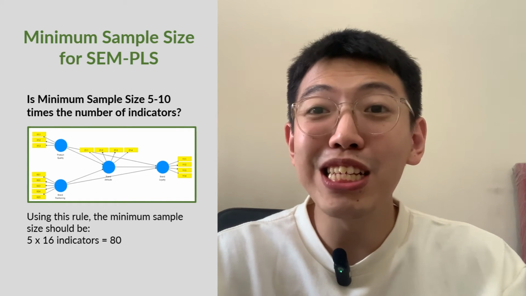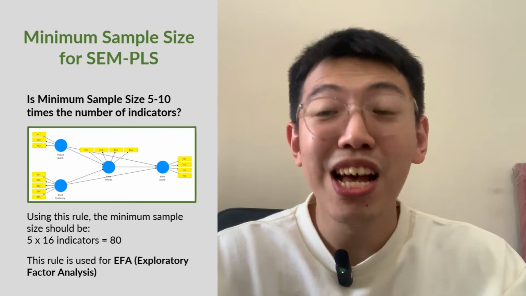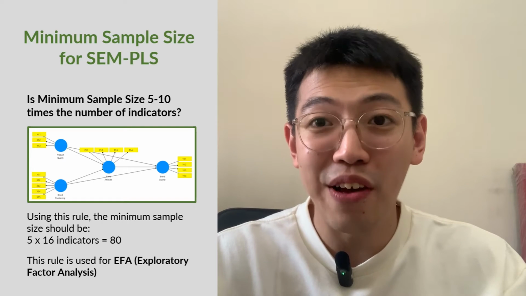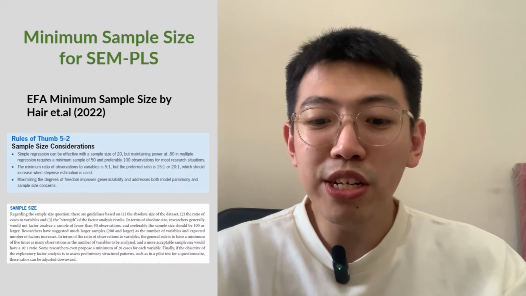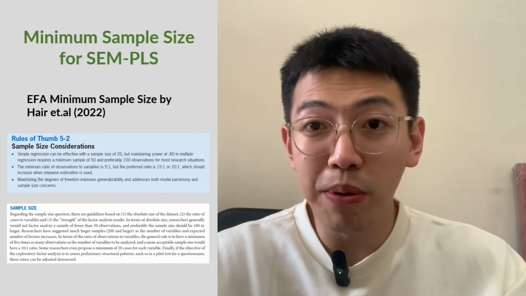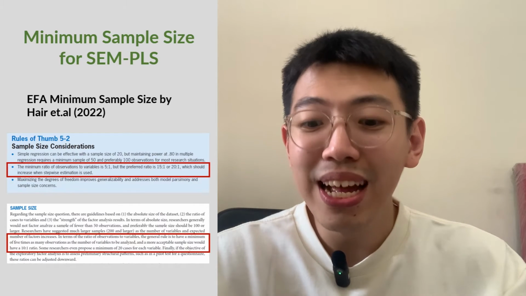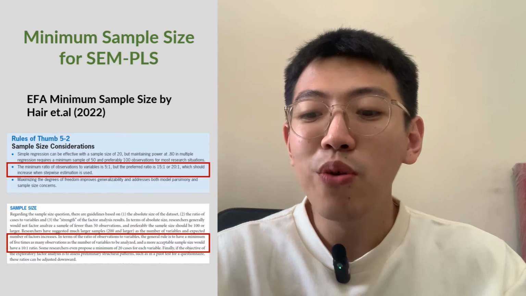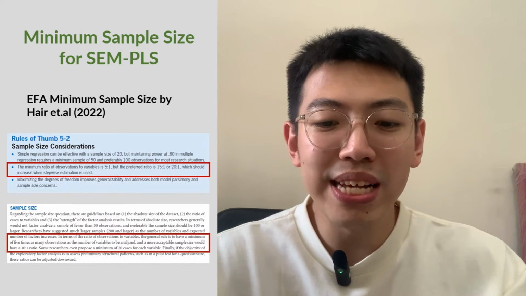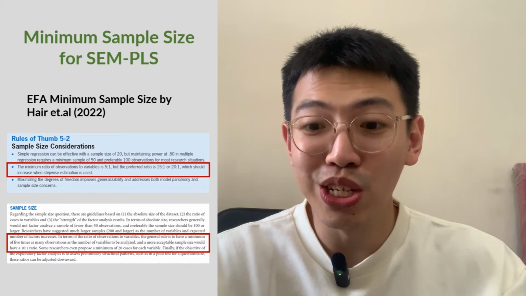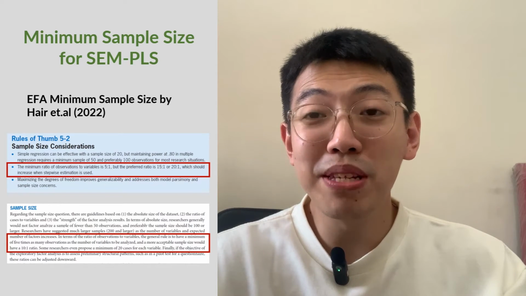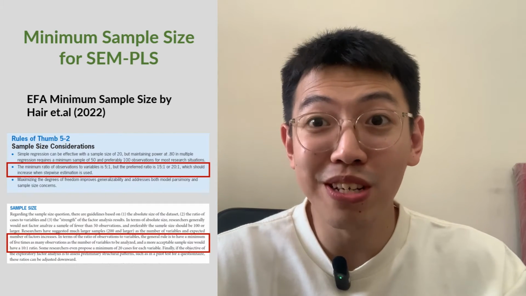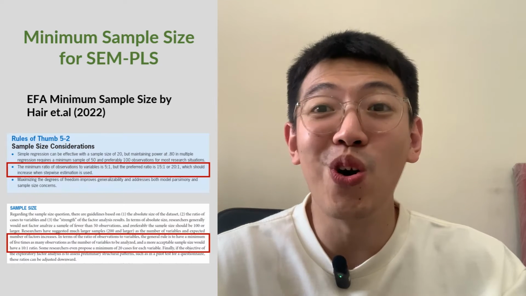But actually it is not used for regression analysis; it is used for exploratory factor analysis or EFA. It is stated that the minimum ratio of observations to variables is 5 to 1, but the preferred ratio is 15 to 1 or 20 to 1, which should increase when stepwise estimation is used. So again, this minimum sample size formula can actually be used if you conduct exploratory factor analysis or EFA.